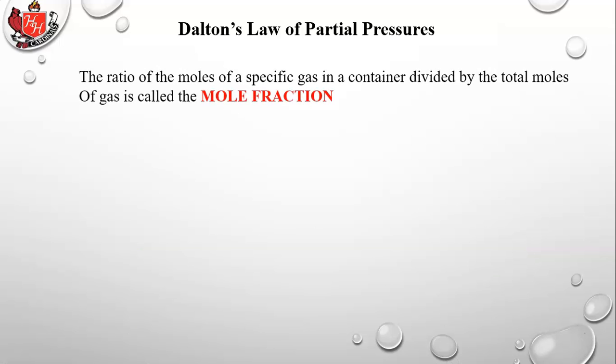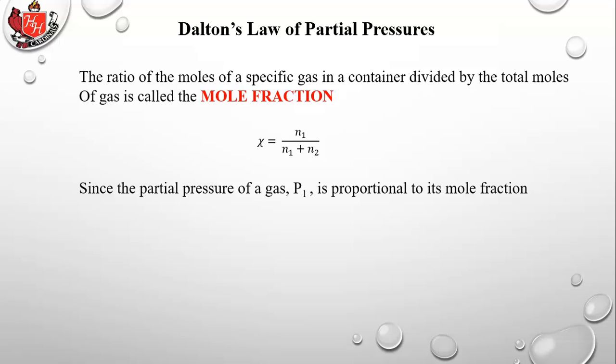The ratio of the moles of a specific gas in a container divided by the total moles of gas is called the mole fraction. So there's the formula for mole fraction. That letter that looks like an X is actually the Greek letter chi, C-H-I. What it's saying is if you have a gas N1 and you want to know what fraction of all the gases it is, you just take the number of moles of N1 and put it over the number of moles of all the gases. Let's just assume we have just two gases here. So you put it over the number of moles of N1 plus the number of moles of the other gas, N2, and that will give you the fraction of all the gases that are N1.